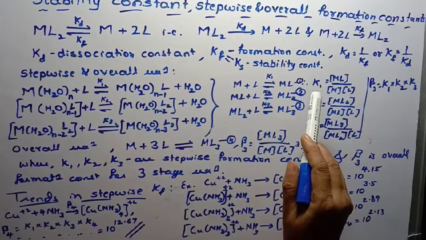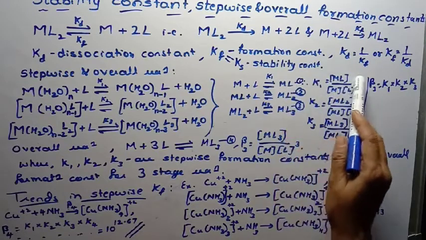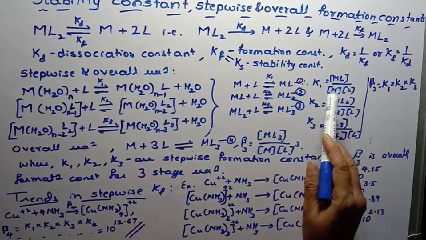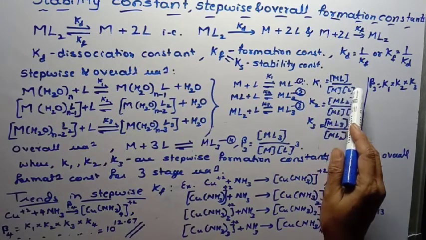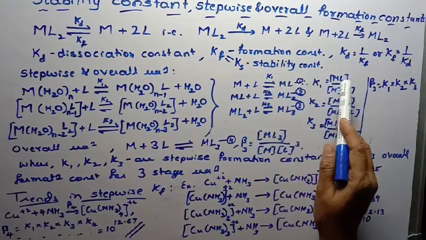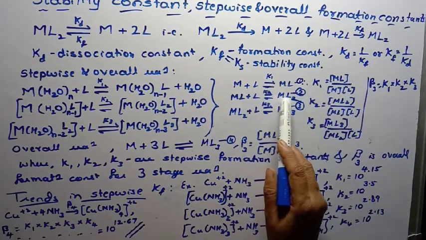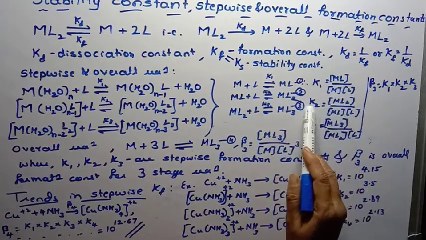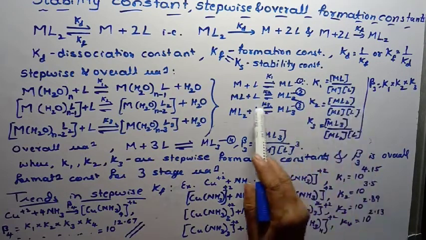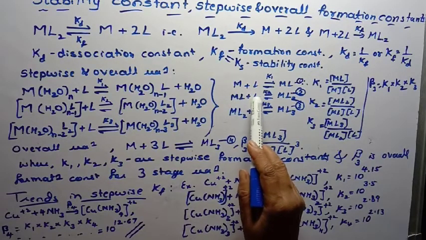The equilibrium constant is the ratio of the concentration of products divided by the product of the concentrations of reactants. So in the first case, K1 is equal to the concentration of product ML divided by the concentration of M into the concentration of L. Similarly, in the second case, K2 is equal to the concentration of ML2 divided by the concentration of ML into the concentration of L.